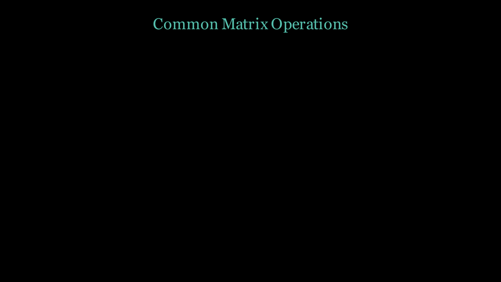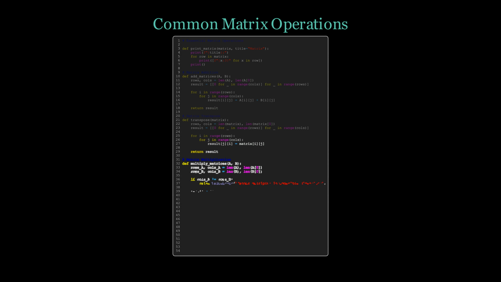Let's implement common matrix operations that you'll encounter in mathematics, data science, and algorithm problems. Essential matrix operations include addition for element-wise combining, transpose for flipping rows and columns, and multiplication for mathematical computation. These operations form the foundation of linear algebra and data science applications. Notice how we use nested loops to access each element systematically.